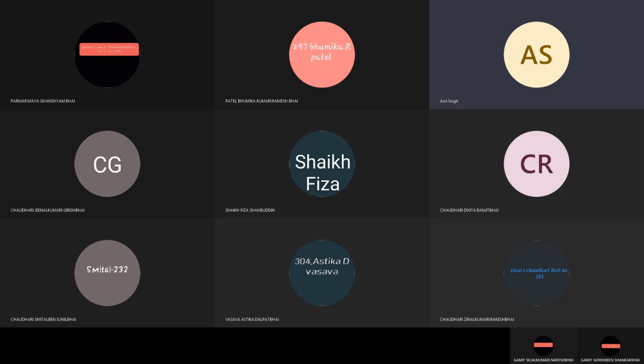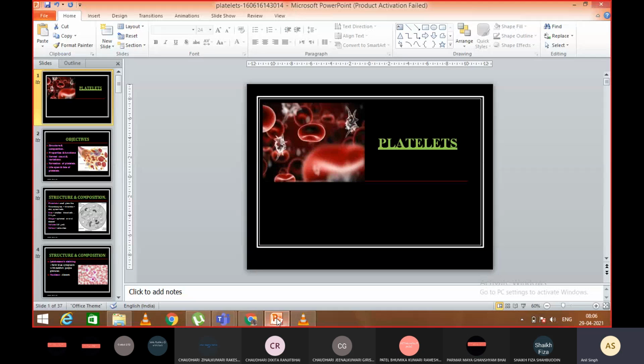In the last class we talked about the RBC and WBC counting, and today we are going to talk about platelet counting. Okay, so platelets are also formed elements which are present in blood. In your practicals you have performed the WBC and RBC counting, but platelet counting was not there. So we will look at the methodology of counting platelets.